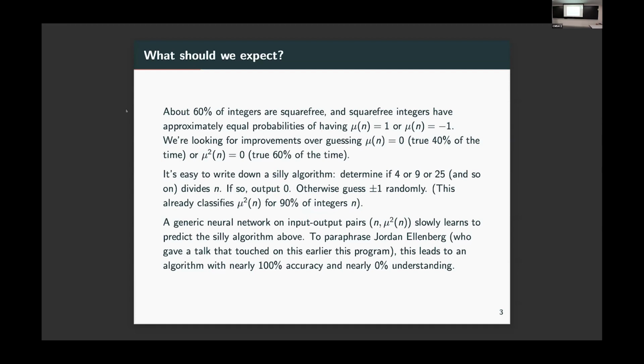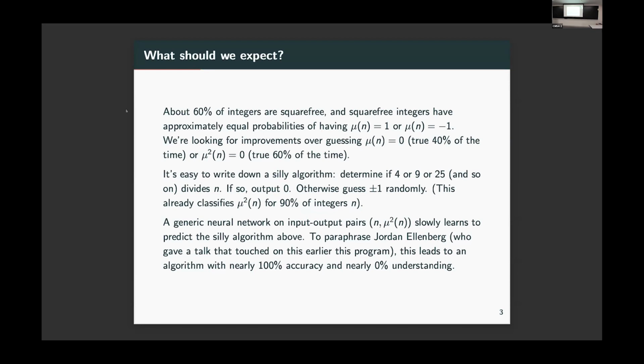But it's actually not so hard to write down a silly algorithm. The silly algorithm would be, okay, first look to see if 4 or 9 or 25, some squares of small primes, divide n. If so, output 0, and otherwise guess +1 randomly. This actually is already enough to get the square free indicator function correct 90% of the time. It's just one of those things where most numbers that are divisible by a square are divisible by a small square. I consider this not particularly interesting.